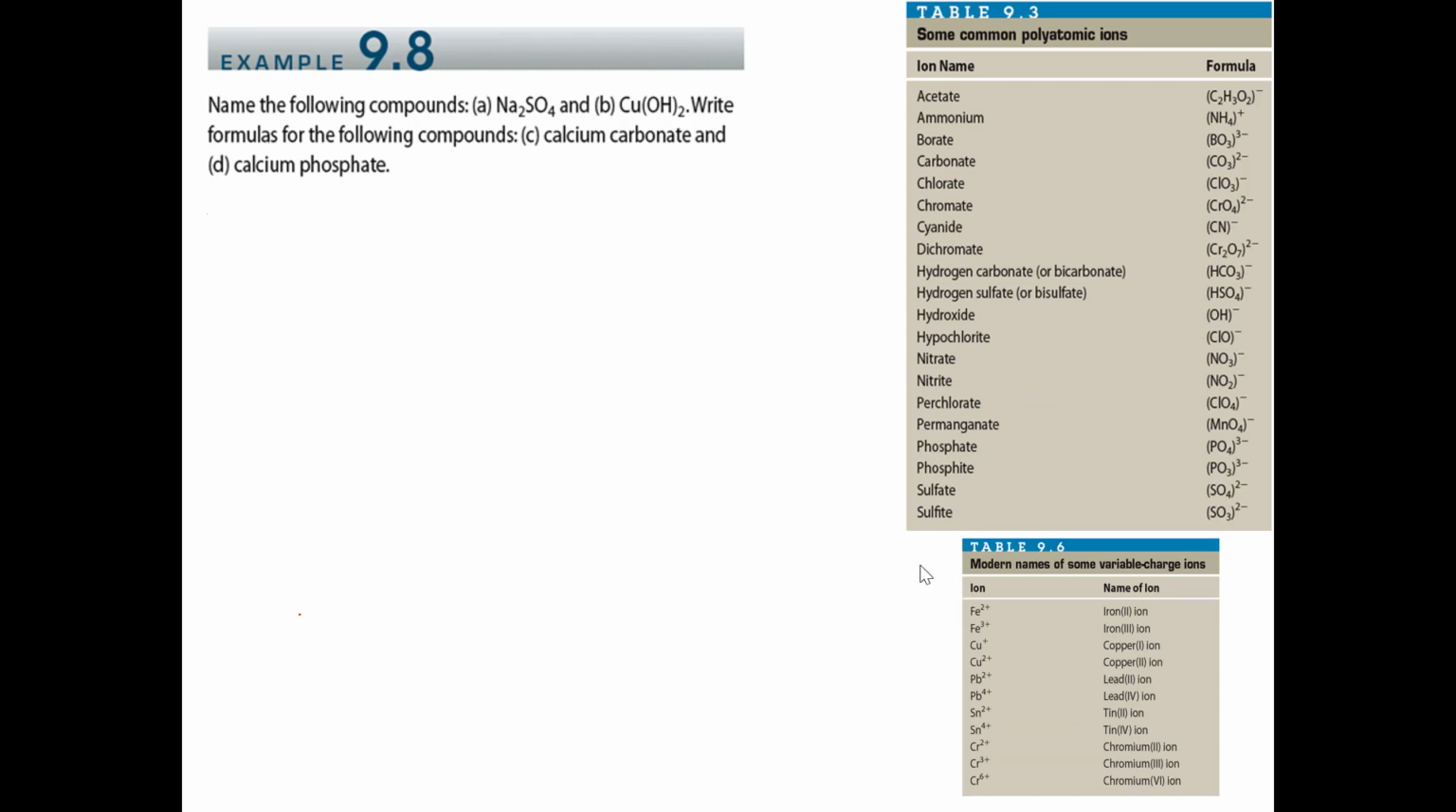Let's solve a few more problems in which the polyatomic ions are involved. In the first part, we want to name the following compounds. We want to name this compound, and the other one. Even if it's just to name, I suggest you always write the equation for this compound. What is the reaction that occurred for this compound?